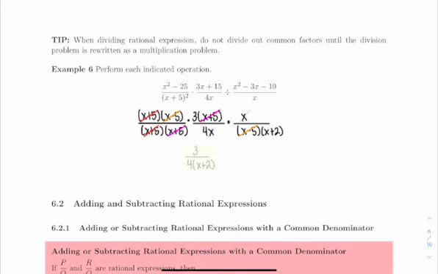And we have one more. We have an x and an x. And so what I have left over on top is just a 3. And on the bottom, I have a 4 and an x plus 2.